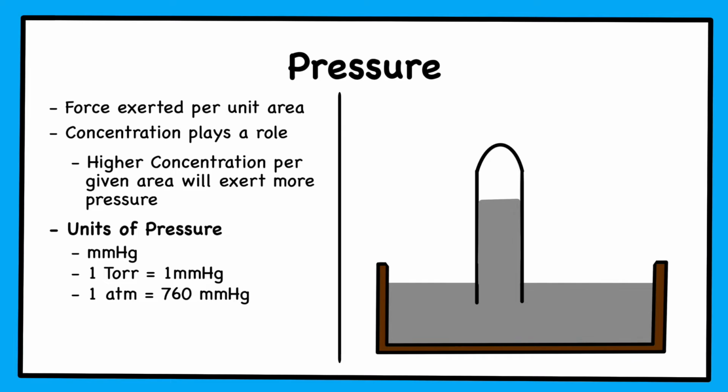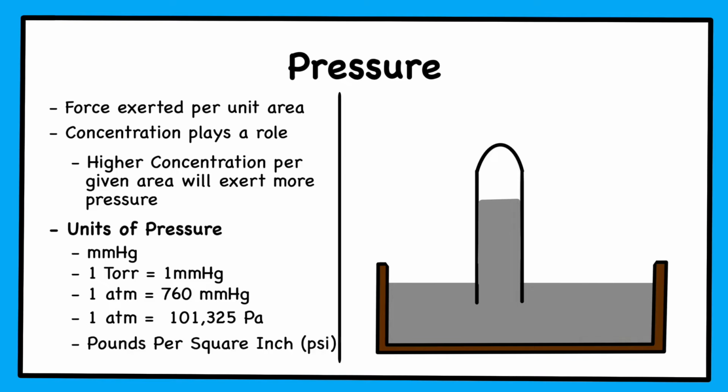Another common unit of measurement for pressure is the Pascal, or Pa. A Pascal is considered 1 Newton per square meter. As confusing as that sounds, all you need to know is how to convert pascals into other units of pressure. Our conversion factor for Pascal is its relationship to an atmosphere. So 1 atmosphere equals 101,325 pascals. Our final unit of measurement for pressure is pounds per square inch, or PSI. 1 atmosphere equals 14.7 pounds per square inch.